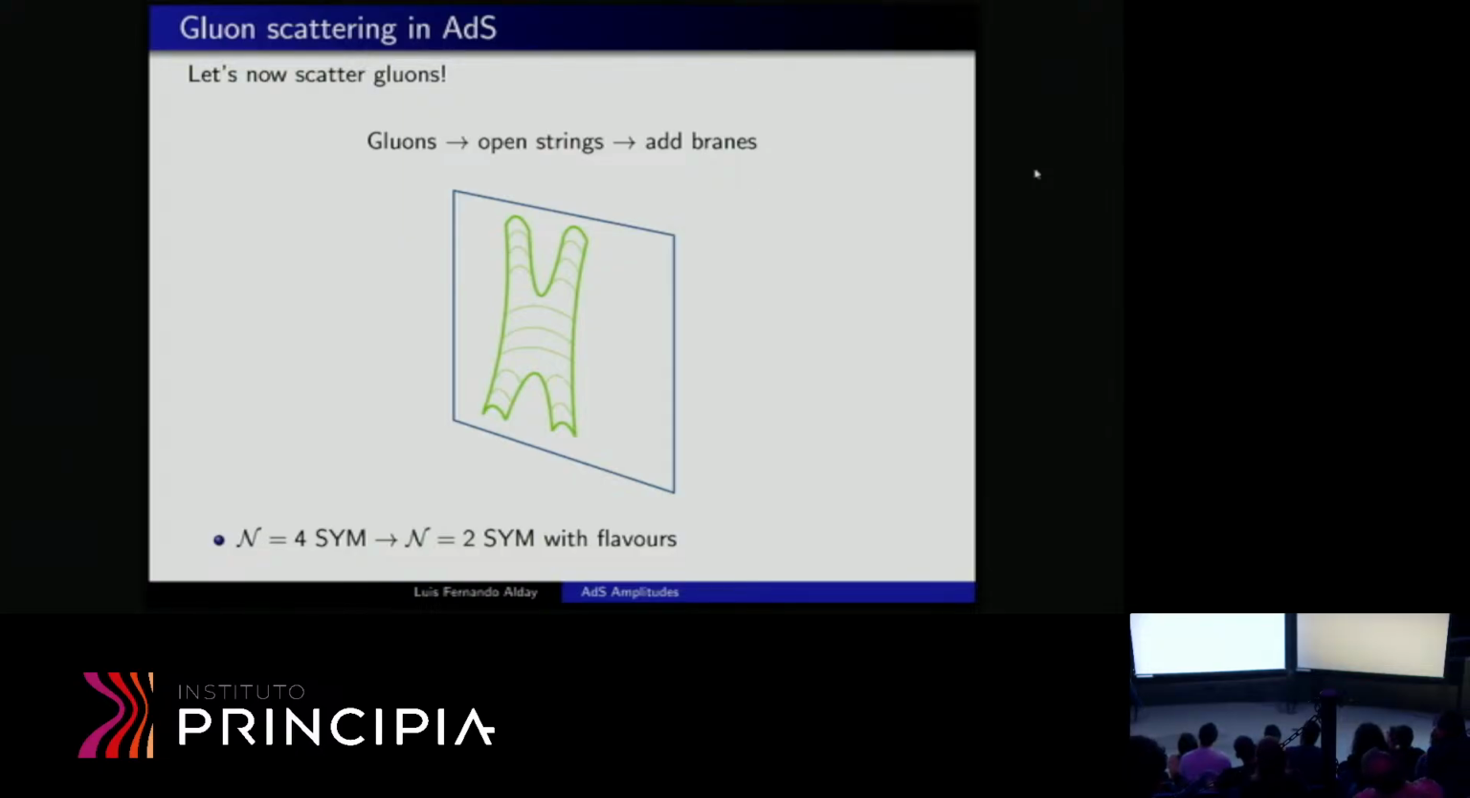So now the idea is to scatter open strings. And if we want to have open strings, then one adds branes to the construction on AdS5 × S5. And if we do this, then what happens is that we break N=4 super Yang-Mills into N=2 super Yang-Mills with flavors, okay?